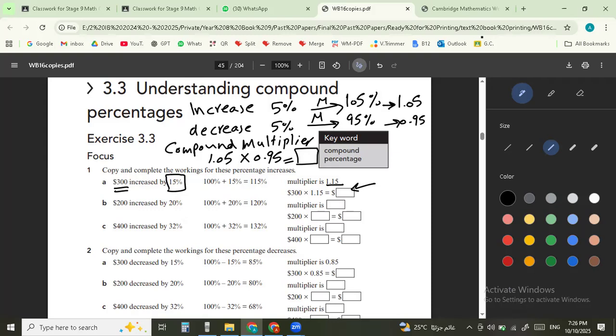So for example, here 200 increased by 20%. The new percentage is 120% because it's increased by 20, so the multiplier is 1.2. The new price is going to be $200 multiplied by 1.2. Then you find the answer of the multiplication. Increase by 32% becomes 132%, which gives you a multiplier of 1.32. So 400 increased by 32% means 400 multiplied by 1.32. You multiply them by each other, find the answer in here.